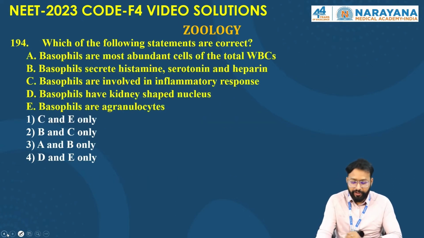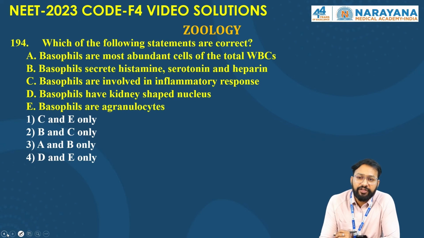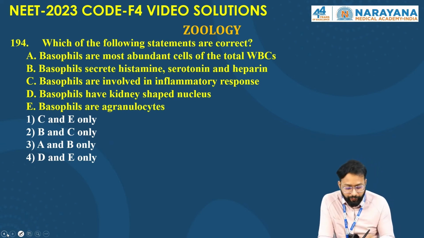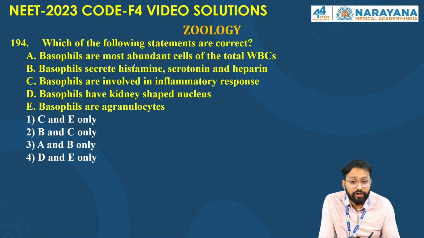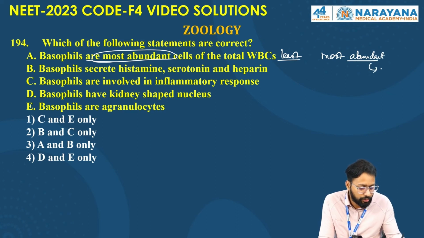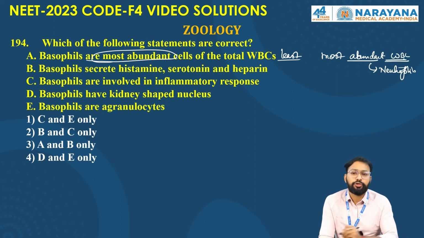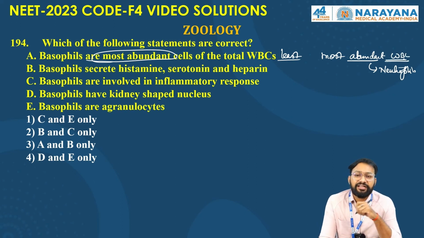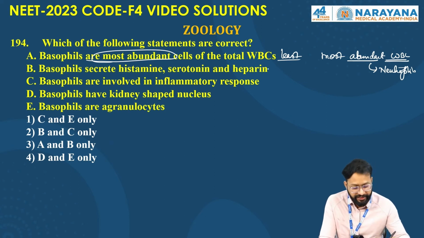Moving on to question number 194. Which of the following statements are correct? Basophils are the most abundant cells of total WBC? No, these are the least. The most abundant are neutrophils. Basophils secrete histamine, serotonin and heparin, which is correct.